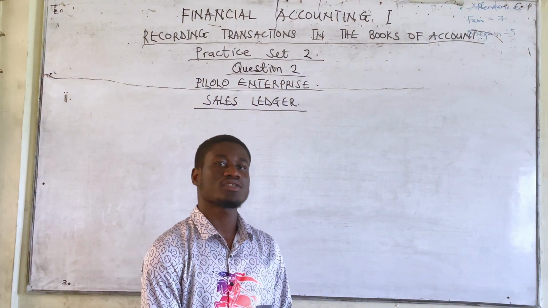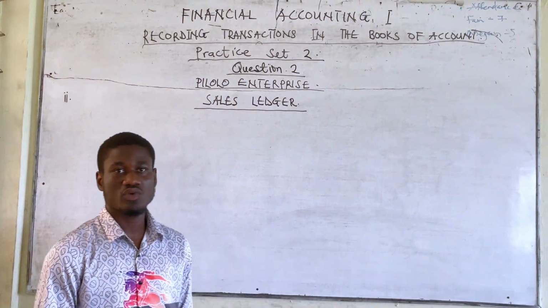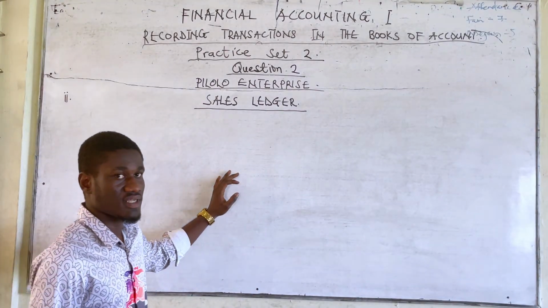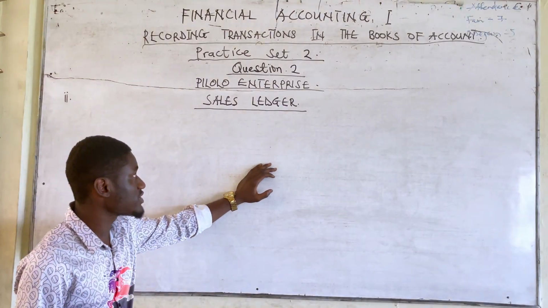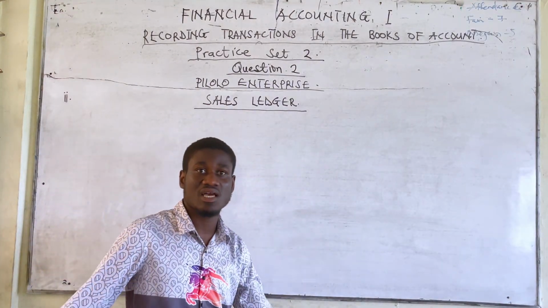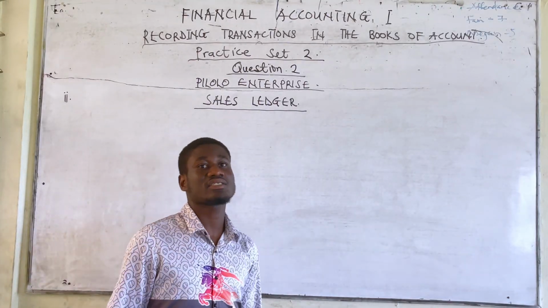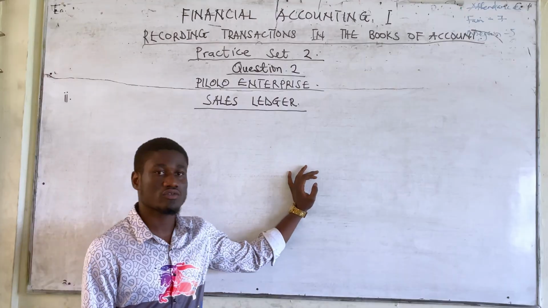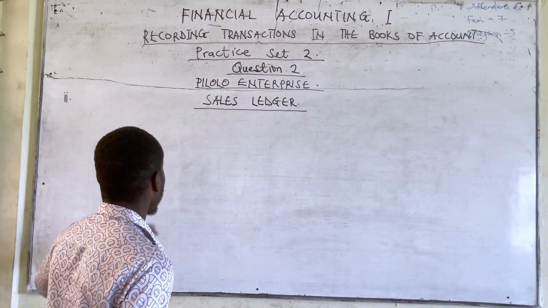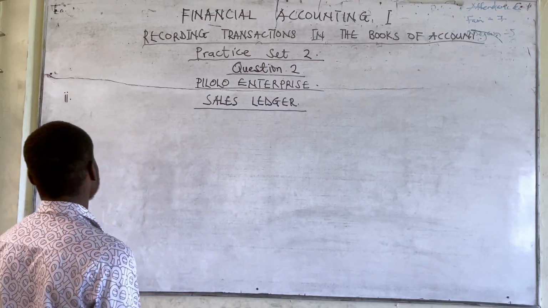Okay, so we are going to continue with the ledgers. With the ledgers, we know we have the subsidiary ledgers, which contain the debtors and creditors, or the sales ledger and purchases ledger. The sales ledger contains the personal accounts of our customers, and the purchases ledger contains the personal accounts of our creditors or suppliers. Good. So we are going to record the sales ledger first.